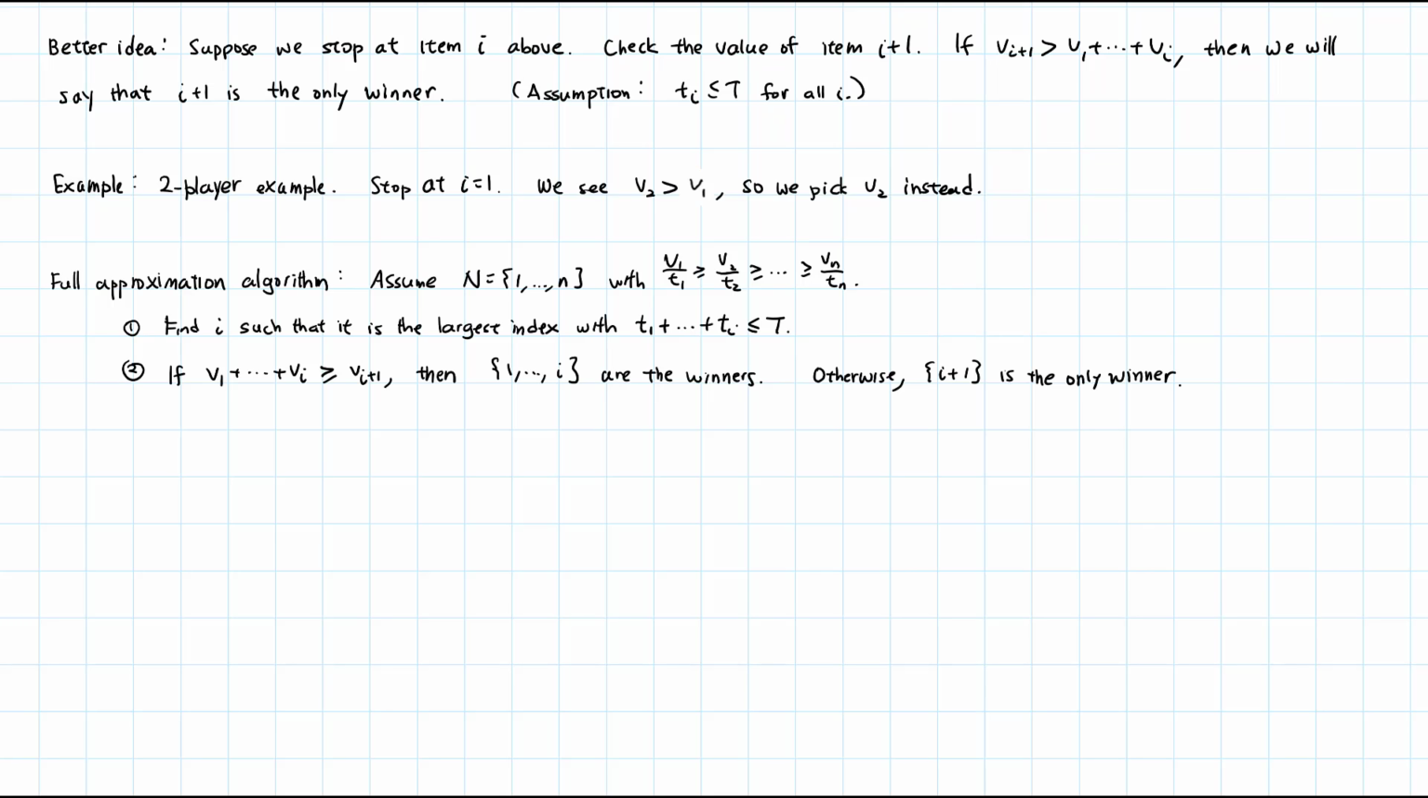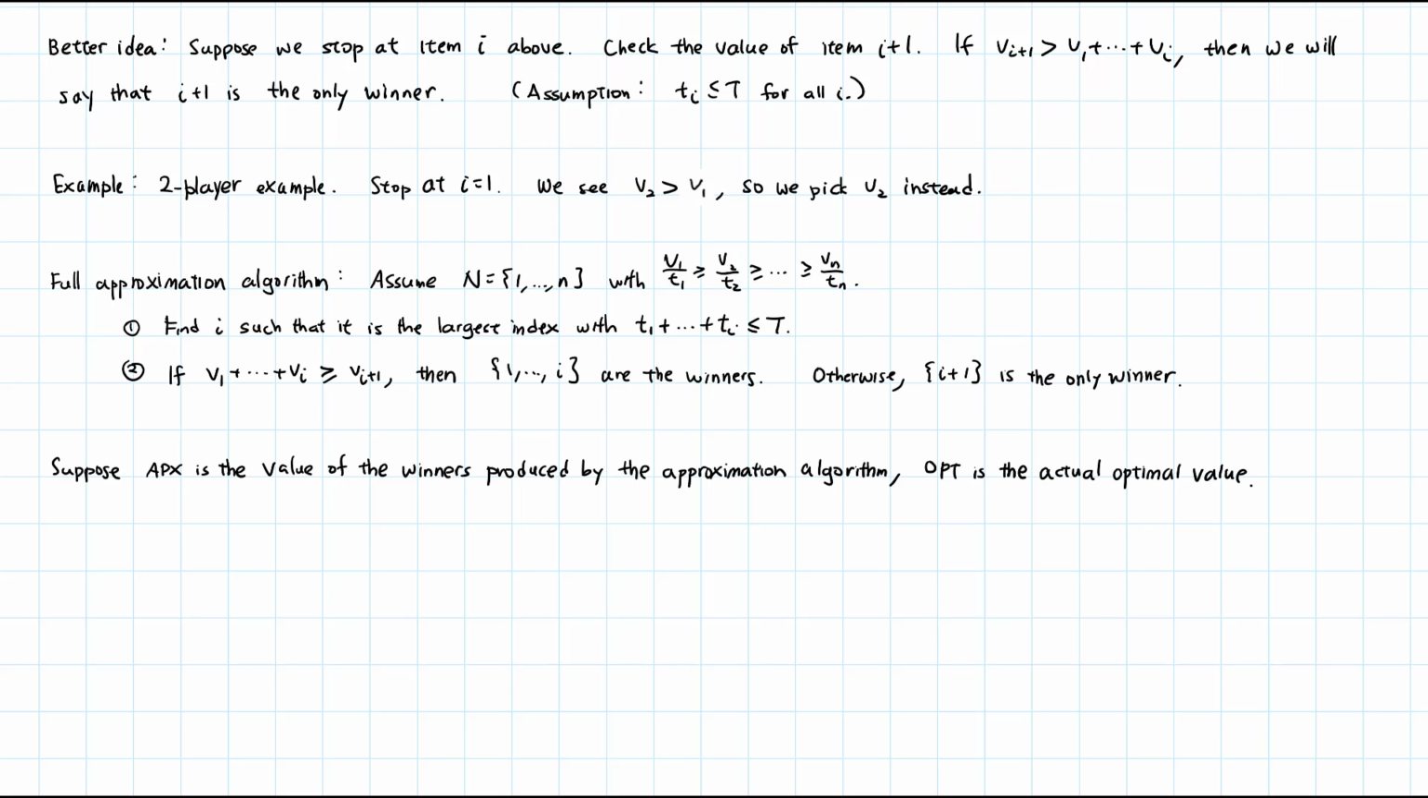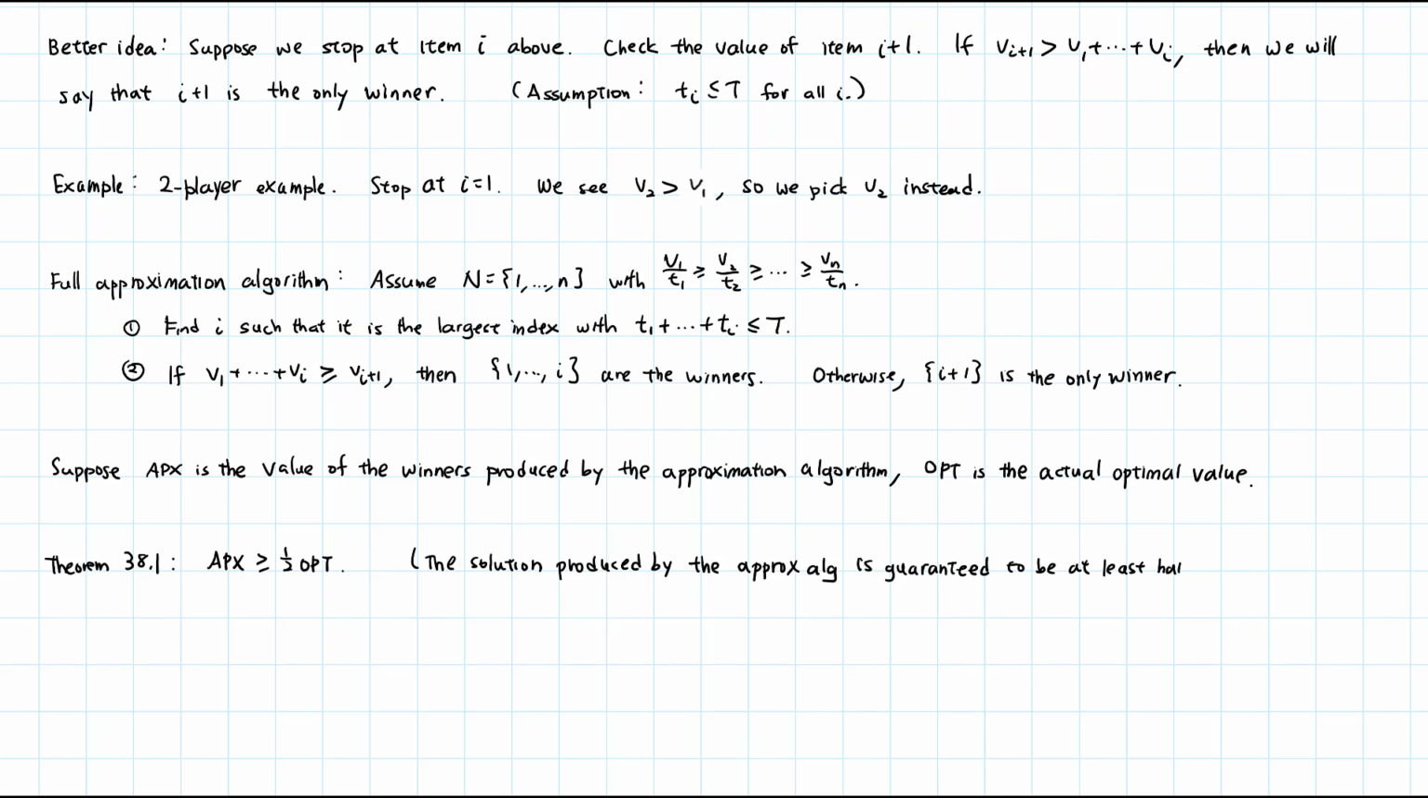We claim that this is a pretty good approximation to welfare maximization. Suppose APX is the value of the winners produced by the approximation algorithm, and opt is the actual optimal value. And the theorem we want to prove is that APX is at least half of opt. This means that the solution produced by the approximation algorithm is guaranteed to be at least halfway to the optimal.